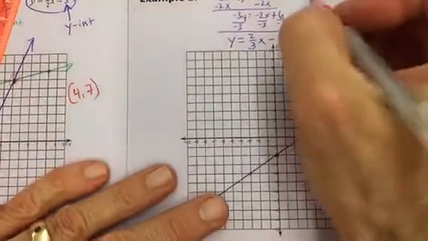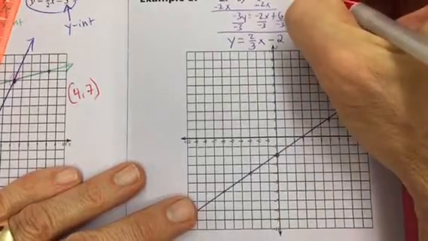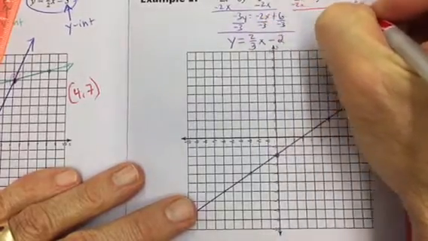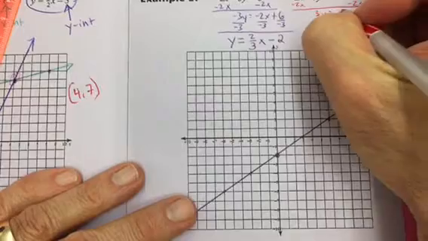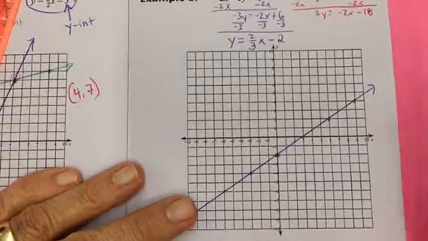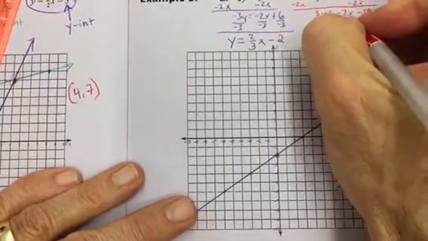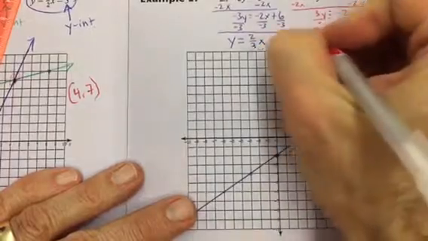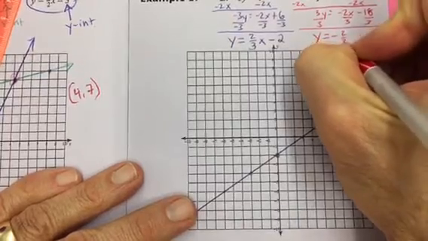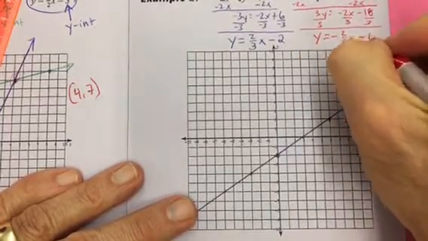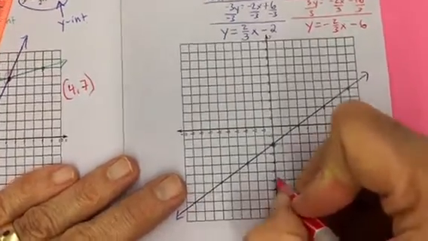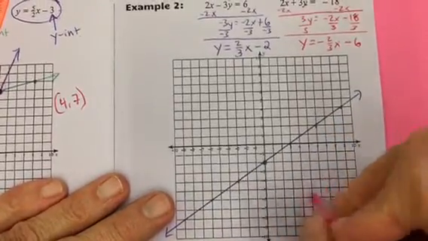I'll do this one in red. I want to get y alone, slope-intercept form. So minus 2x, minus 2x. 3y equals negative 2x minus 18. I like to put the x's first. That's standard. Divide by 3. y equals negative 2/3 x minus 6. 18 divided by 3 is 6 with a negative. All right, I'm going to start at negative 6. That's right. It's right here.